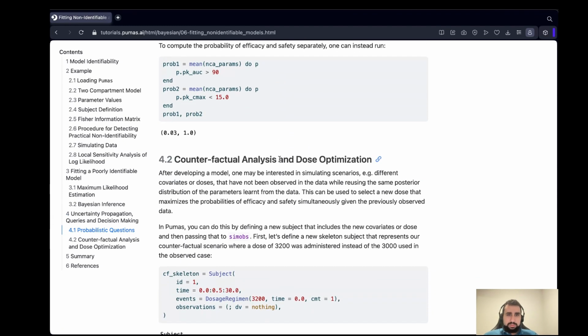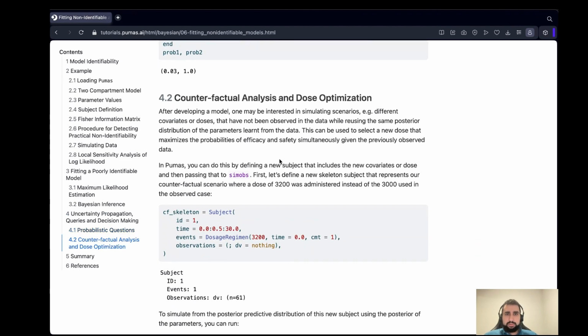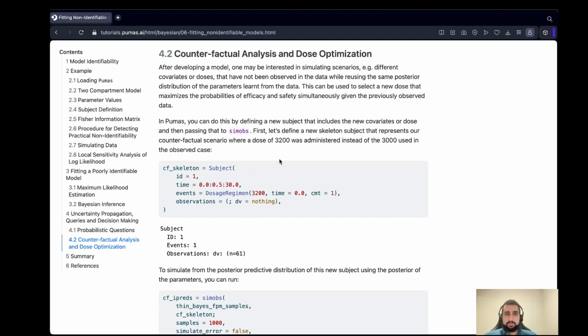Okay, so next, what I want to show is counterfactual analysis and dose optimization. So what if I want to try a different dose? This is a subject that we have. The data that we observed was given a certain dose, but maybe I want to see what if I gave the other dose instead of the dose that I actually gave? What would the simulations look like?